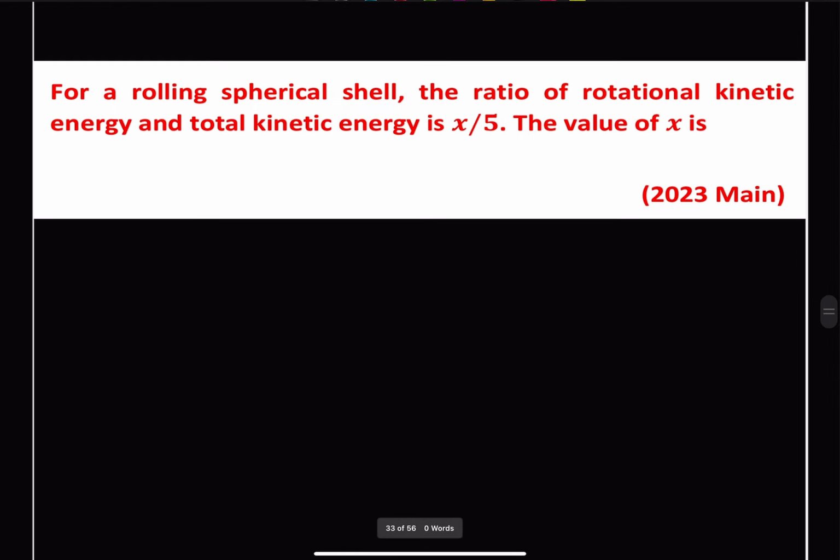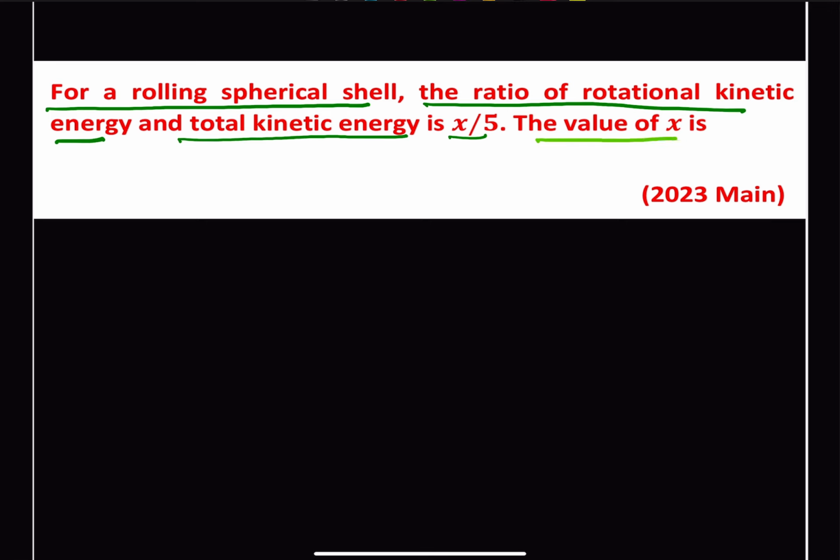Next question. It states that for a rolling spherical shell, the ratio of rotational kinetic energy and total kinetic energy is x upon 5. The value of x is. So the shell is rotating, so we have to find the total as well as the ratio. So we are going to start with our moment of inertia.